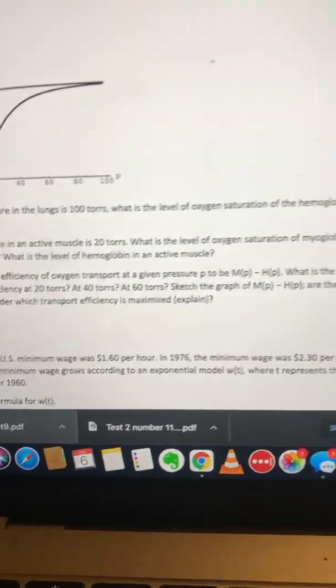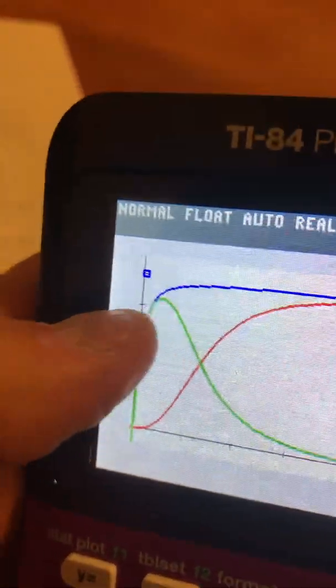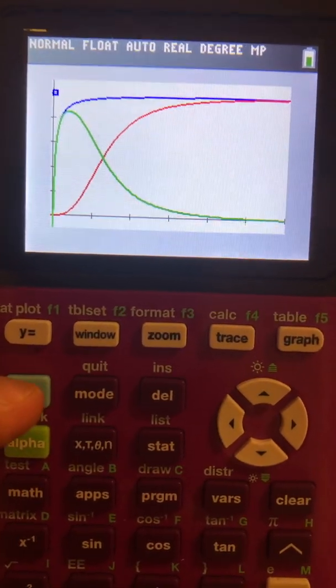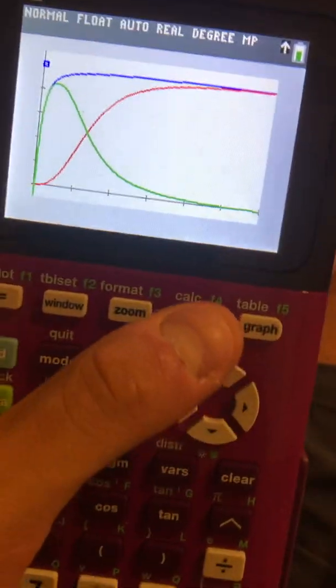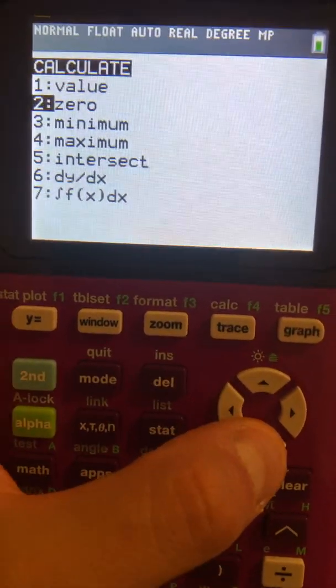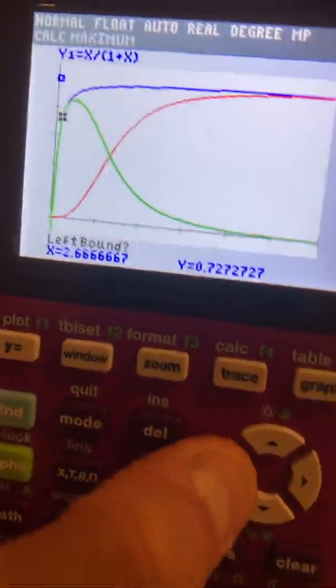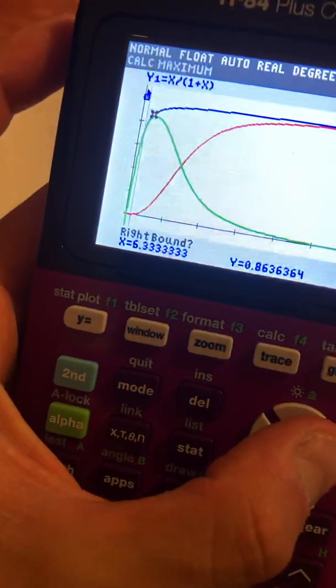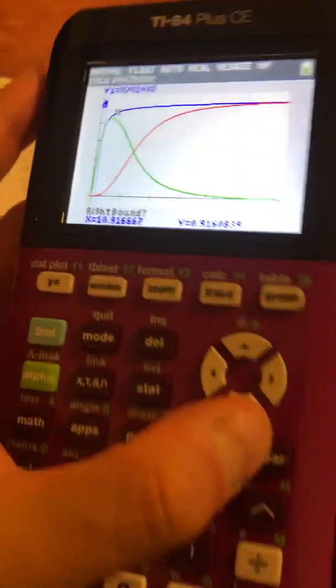And then it asks for other conditions under which transport efficiency is maximized. So if we look at the graph here, we can see that it's maximized. The short answer is yes, somewhere around here. But how do we figure out what that maximum is? Well, we just come over here. We want to calculate something, so we go second trace, which gets us to the calculate function. We want to find the maximum, the local maximum. So we press enter, and then come left a little bit of the maximum, press enter, and then it's going to ask us to come right.